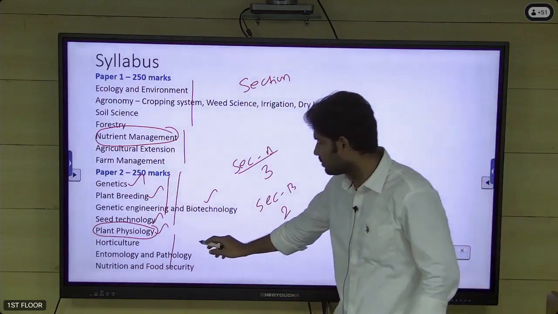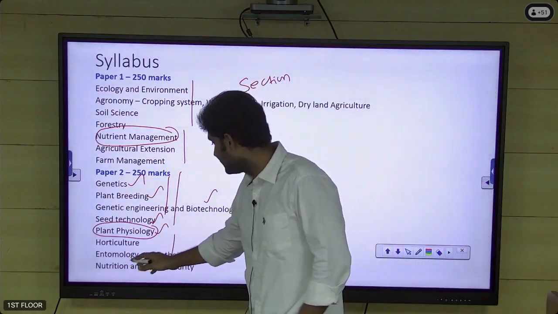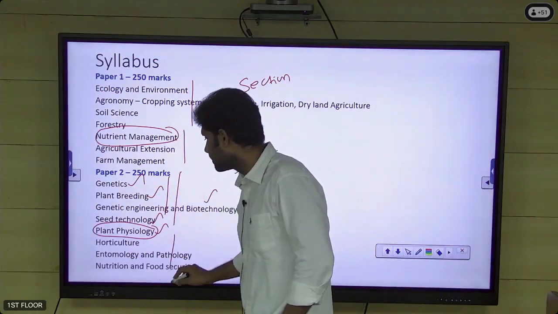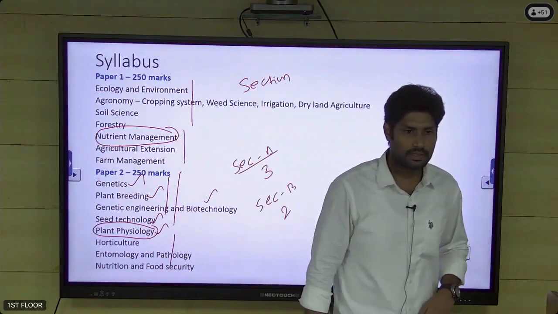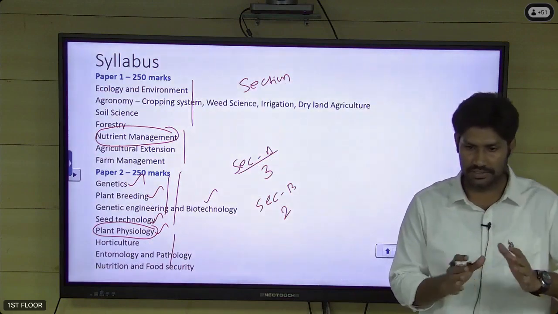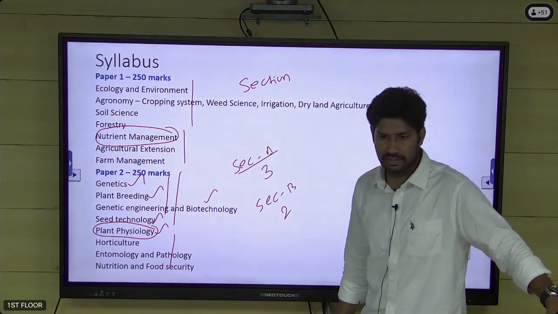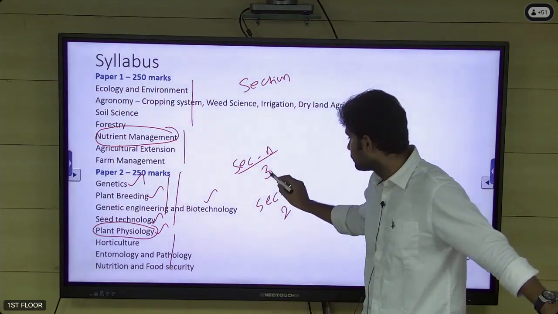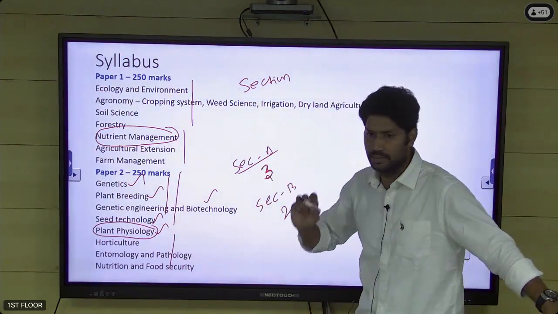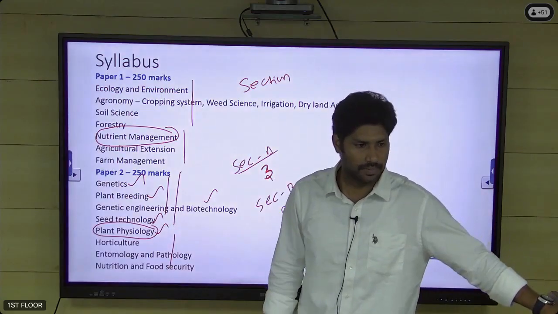Because these areas are a little bit vague. Actually, horticulture, entomology, pathology, nutrition, and food security are highly unpredictable. The questions come from dynamic areas where current affairs is also important. Moreover, the questions are mostly vague. So if you choose more questions from section A, we can score high marks in paper 2.